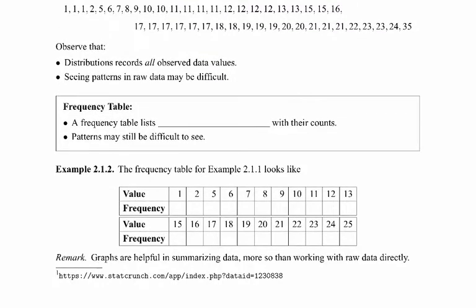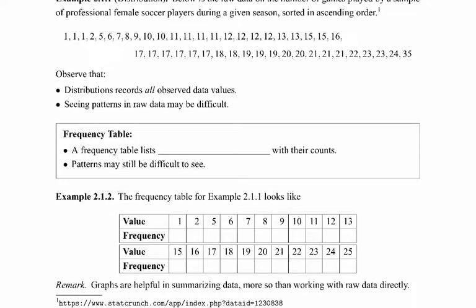So a couple of things to observe. The distribution records all observed data values. So these are all the values we have for our sample that we observed. And it's often difficult to see patterns looking at the raw data. We mentioned this back in chapter 1. Looking at the data raw is usually not helpful. We want to be able to do something with this data in a way that can help us analyze it.